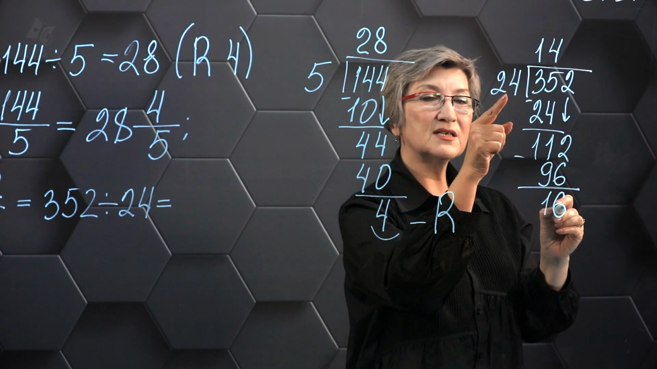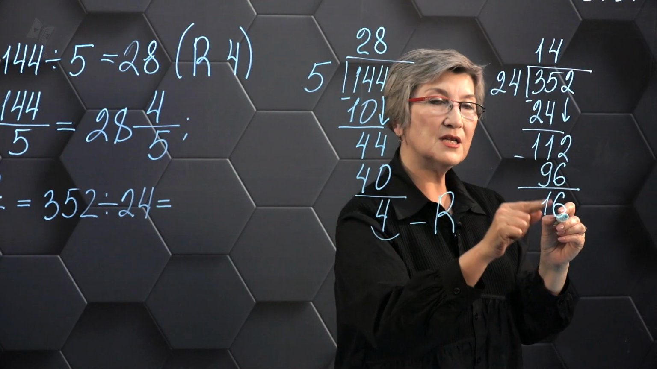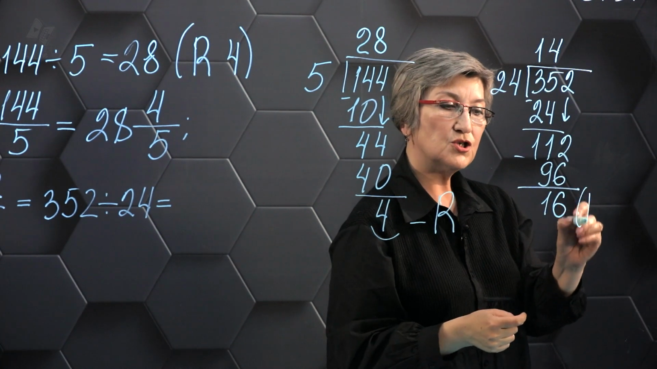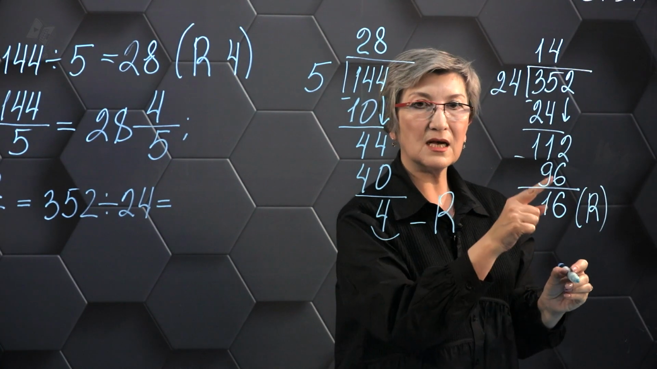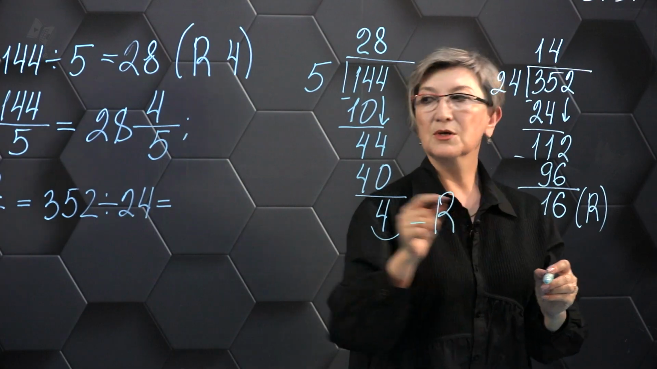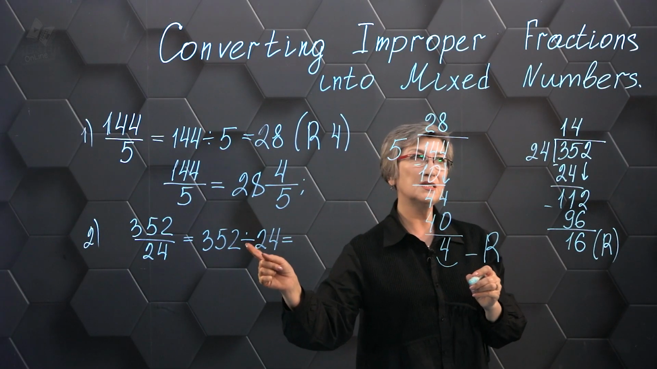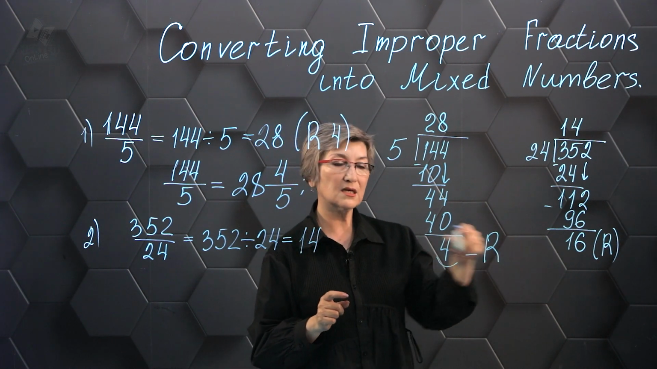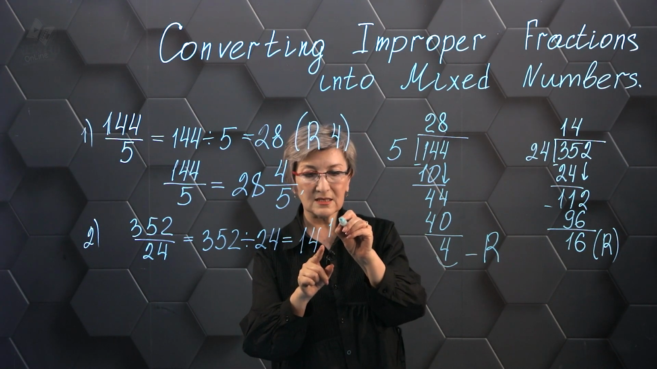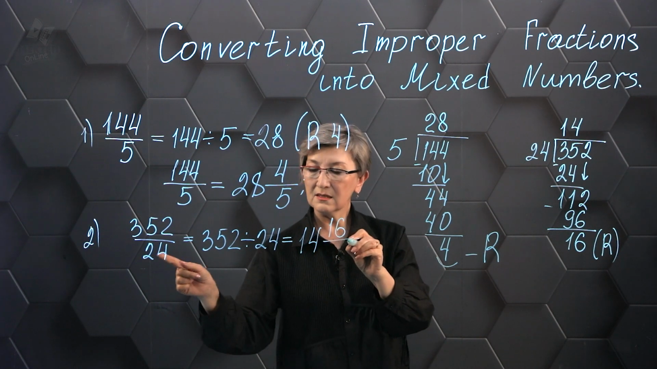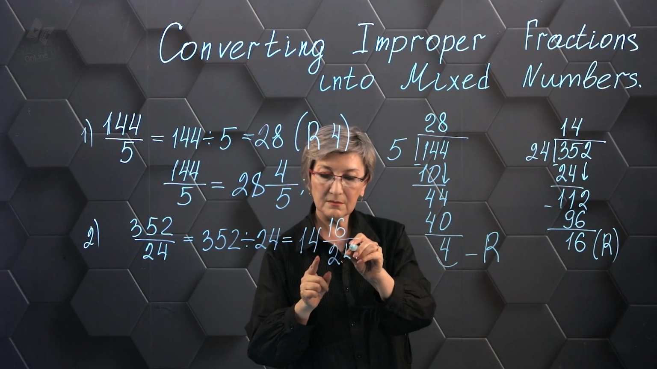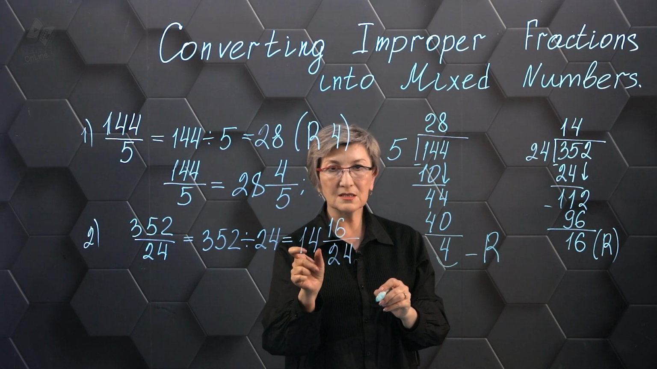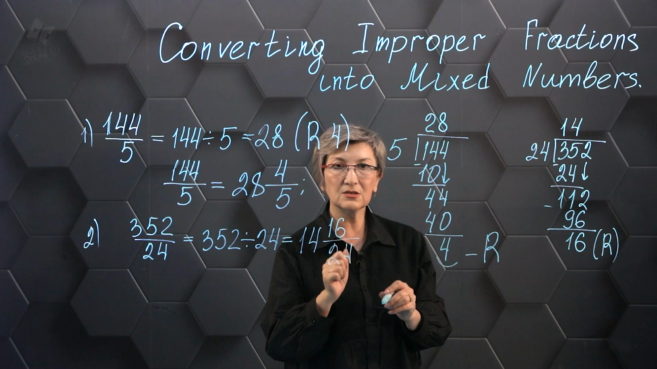16 cannot be divided by 24 evenly, so 16 is the remaining quantity. Let's write down that when we divide the number 352 by 24, we have 14 whole numbers, and 16 is the remainder. And we leave the denominator the same. The outcome is a combination of 14 and 16 twenty-fourths, making it a mixed number.